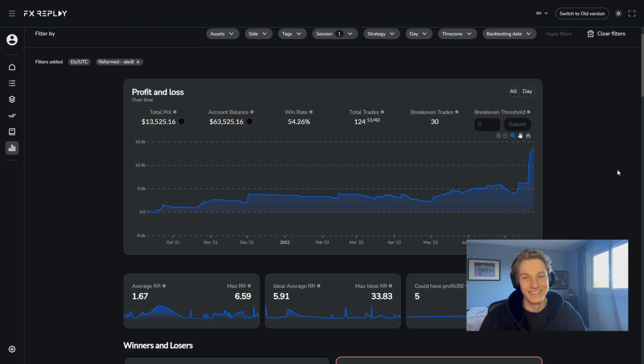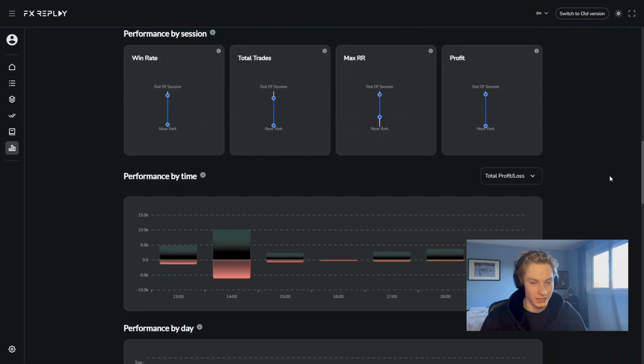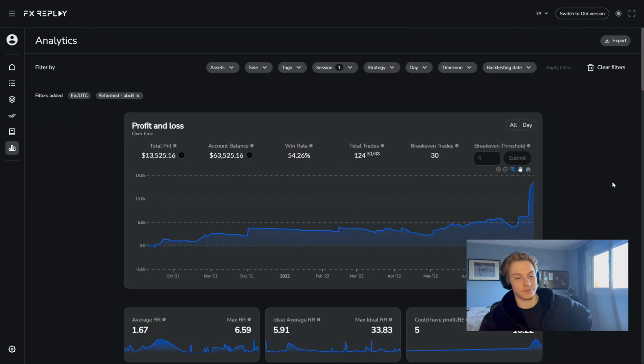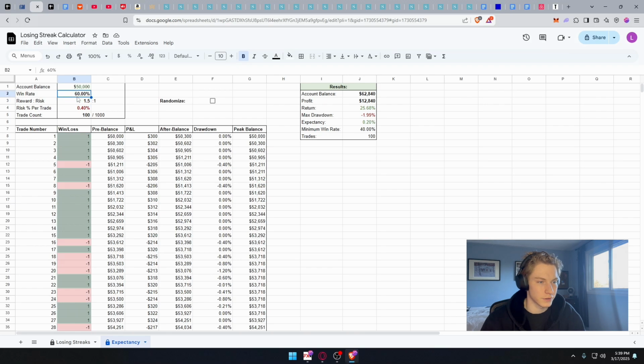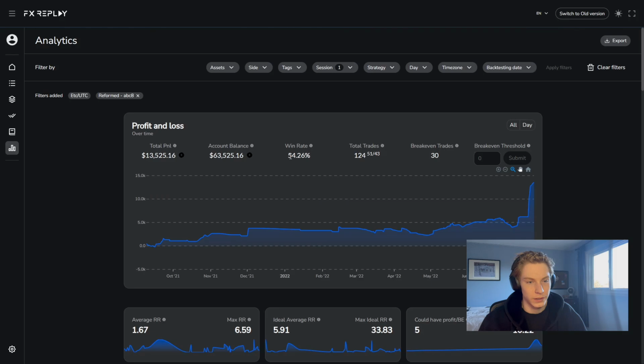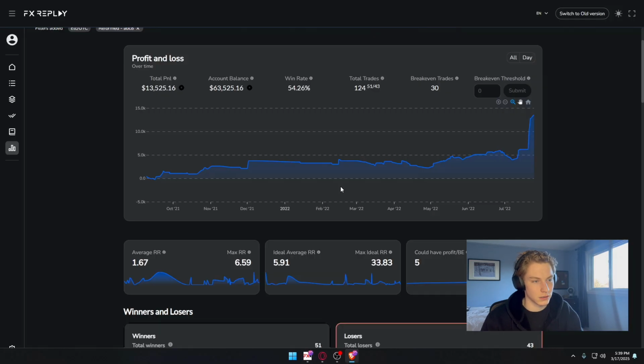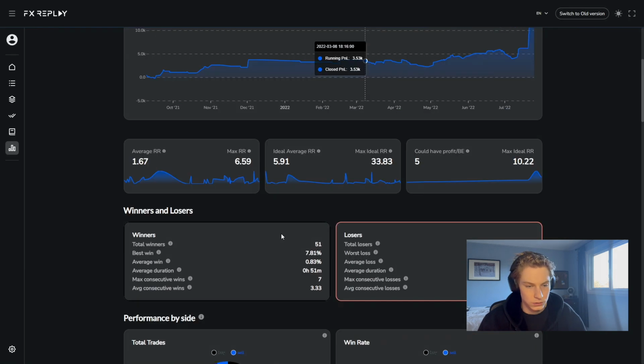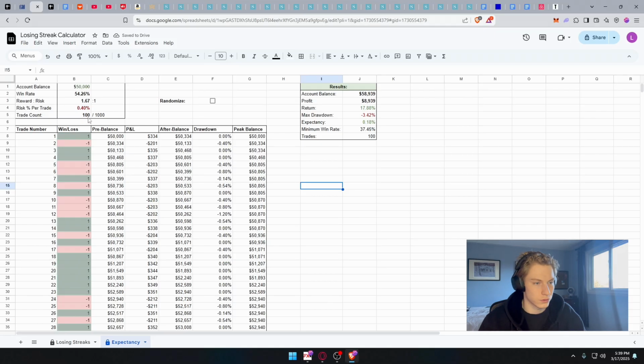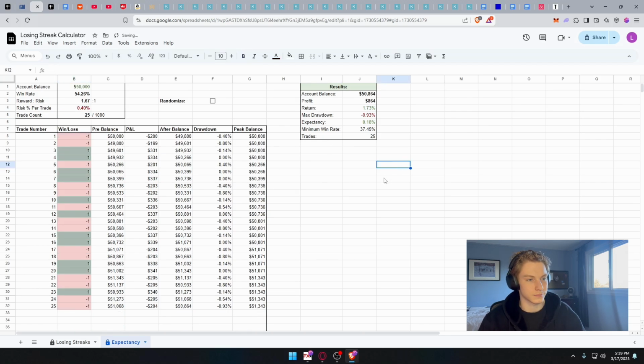I can't remember, this must have been either October to December of 2024, so not even that long ago. But let's plug this in, okay? 54.26% win rate, average R 1.67 on a $50,000 account, average loss was 0.43%. That's perfect. Let's do 25 trades like I said.